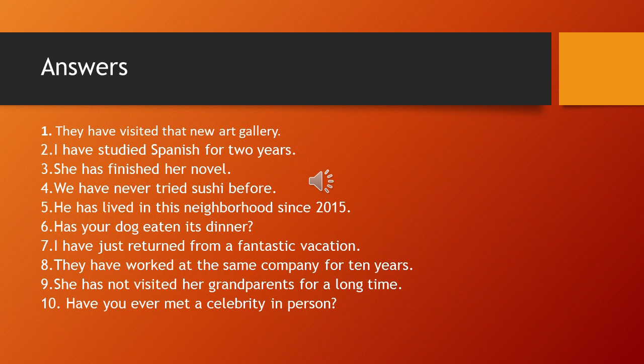So the answers are, number 1, they have visited that new art gallery. Number 2, I have studied Spanish for 2 years. Number 3, she has finished her novel. Number 4, we have never tried sushi before. Number 5, he has lived in this neighborhood since 2015.